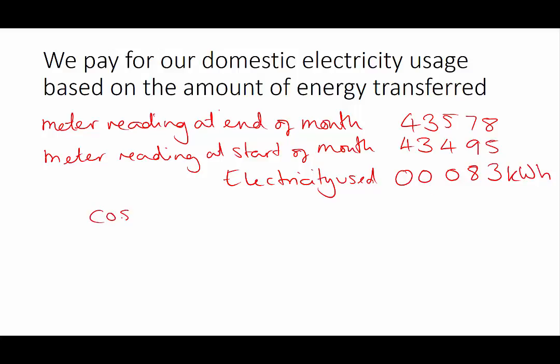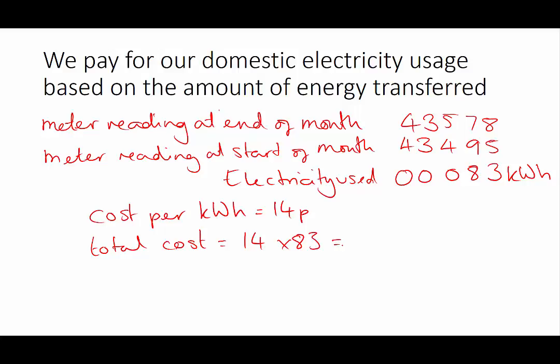So then how much is that going to cost us? Well, our bill tells us something called the cost per kilowatt hour. And usually at the moment that's around 14 pence. So we'll say 14 pence per kilowatt hour. That gives us a total cost of 83 times 14, which is 1162 pence, or £11.62.